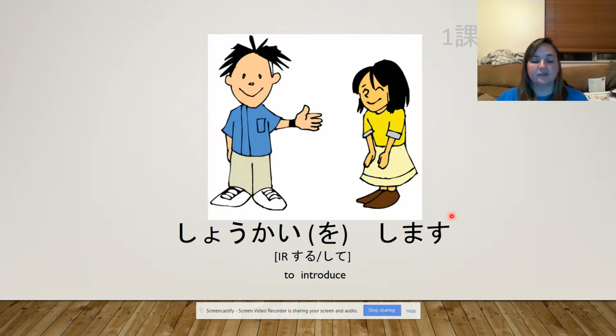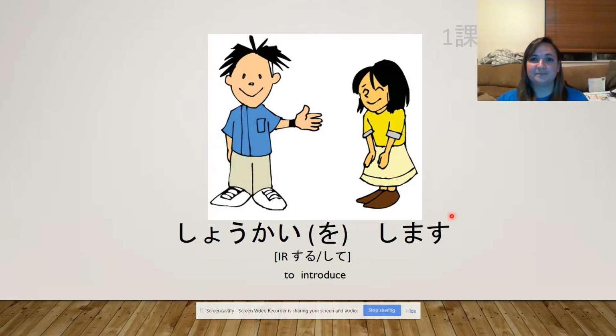Now with these suru verbs, remember, you don't have to have the o in there. You can actually leave it out, and more often than not, I leave it out because you don't really need it, right? Why make things harder if you don't need it? So you can take it out and just pretend it's shokai shimasu. So if you want to introduce someone to another person, you can say shokai shimasu.